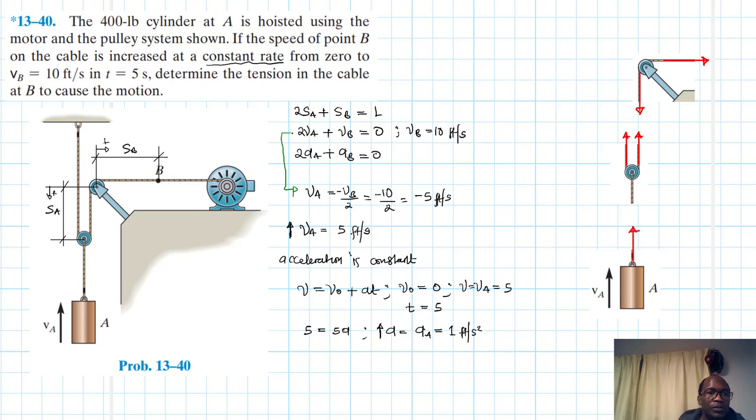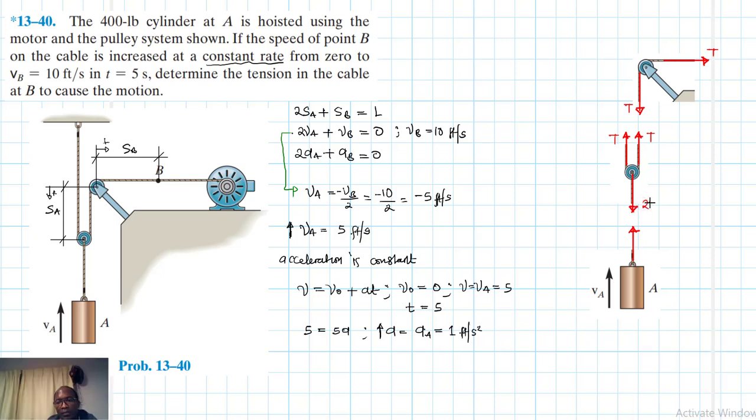Alright, let's label this. So here we have T. Let me start from this. So we have T, which is T here. And then here it goes round the pulley, we'll have a T and a T. And then here we're going to have 2T, which is equal to that like so.